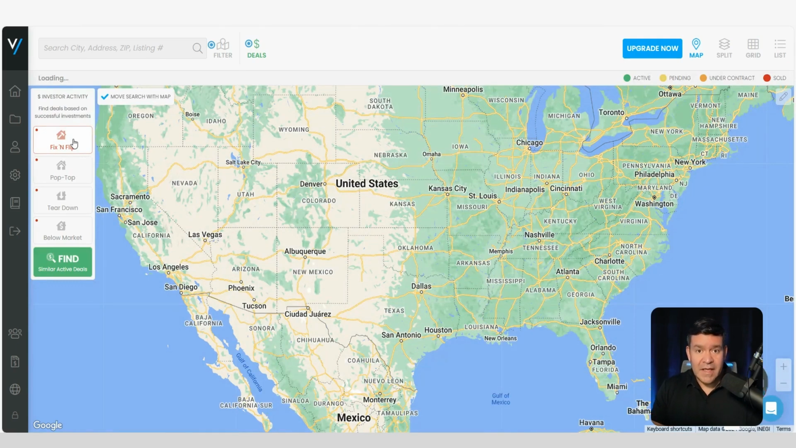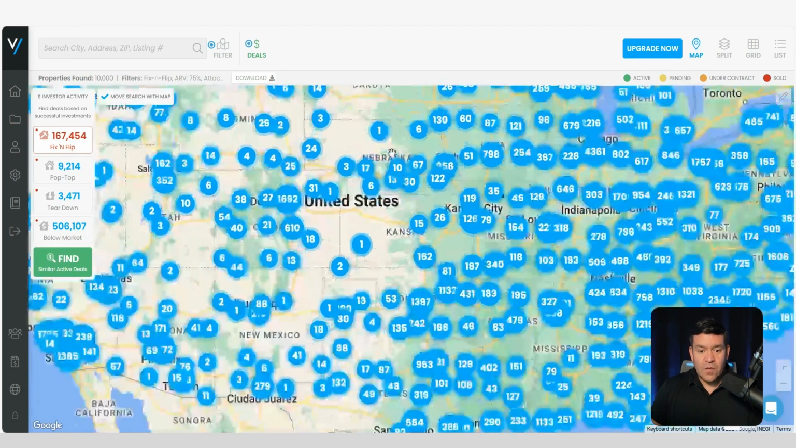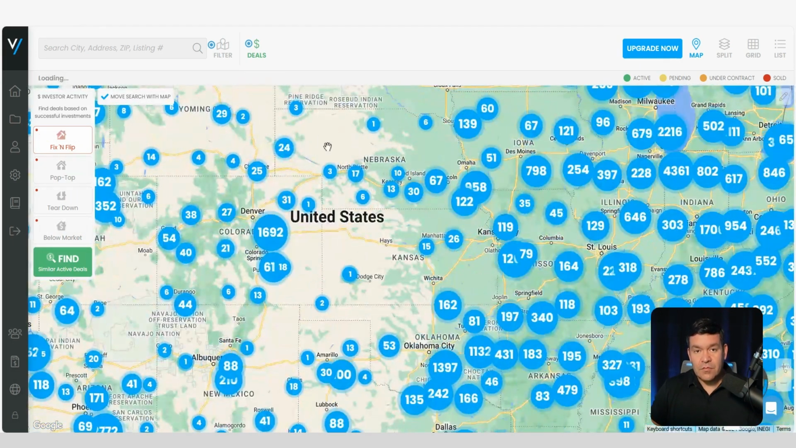Now that's important again, because in a comparable driven business, you want to be making sure that you're looking for opportunities that are discounted, where the main measuring stick for those deals is after repair value. You need to be looking for deals where that after repair value data is located, and that's driven by fix and flips. So you want to avoid areas that don't have blue, right?